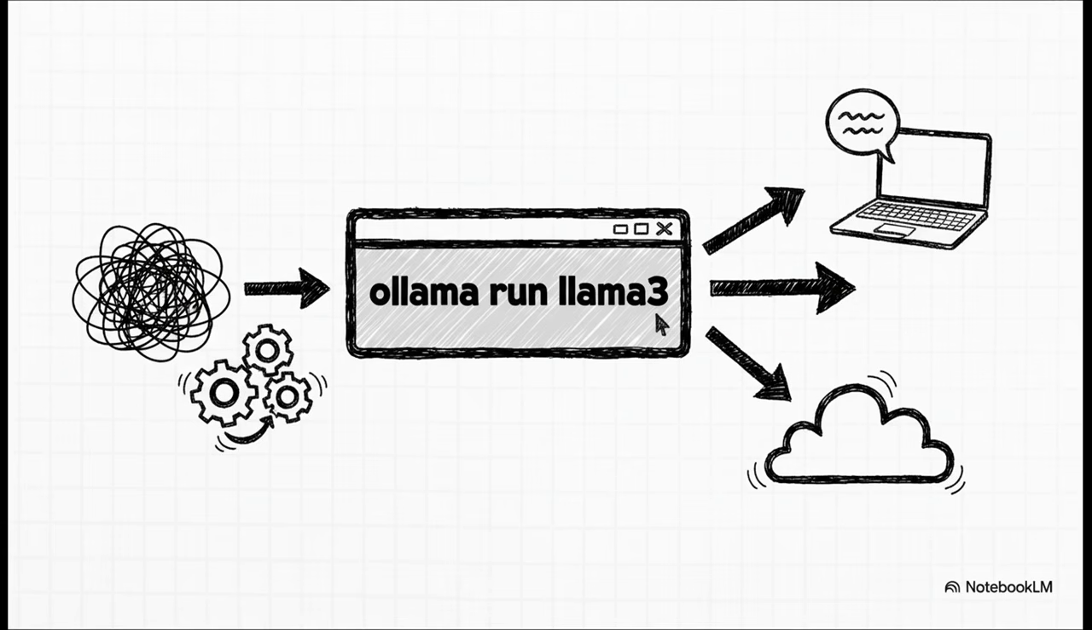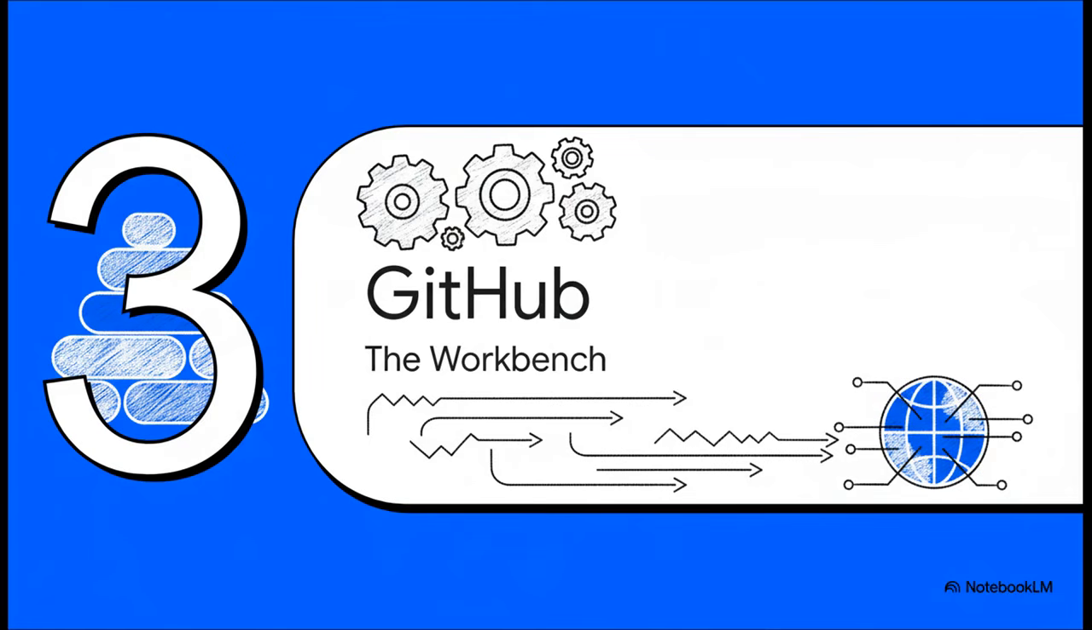The real magic is that it handles everything behind the scenes. You just open up a terminal and type one simple command, like ollama run llama3, and bam, it downloads the model, it configures it for your hardware, and it gets it running. It's just fantastic.